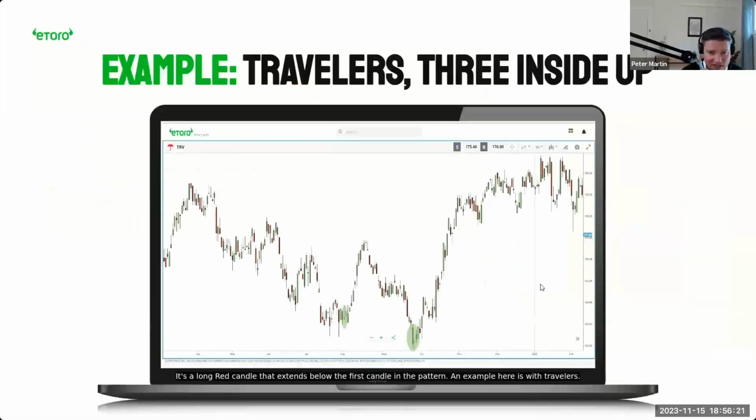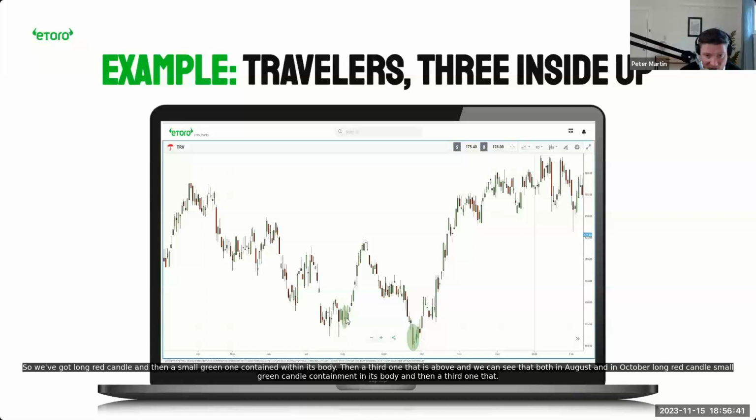An example here is with Travelers, the daily chart of Travelers, and we can see the highlighted are two examples of three inside up. We've got a long red candle and then a small green one contained within its body, and then a third one that is above. And we can see that both in August and in October: a long red candle, a small green candle contained within its body, and then a third one that pushes higher.